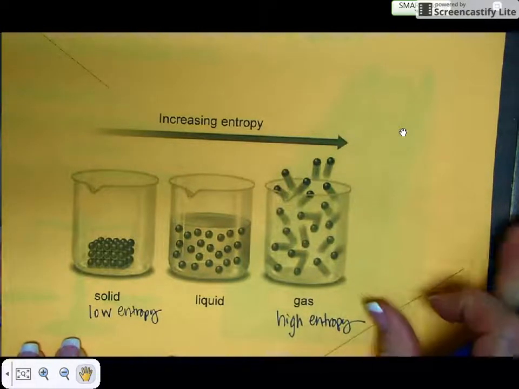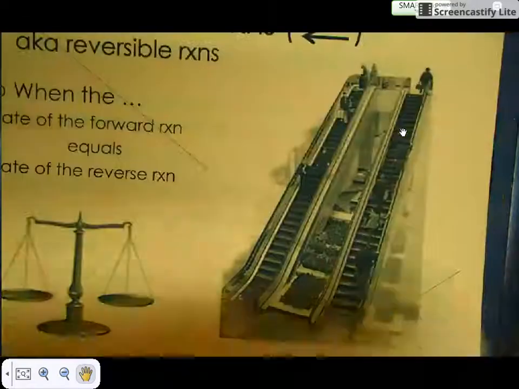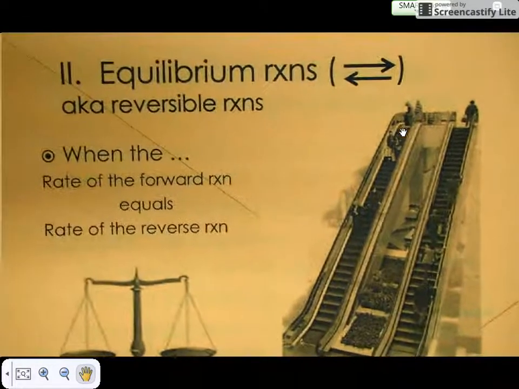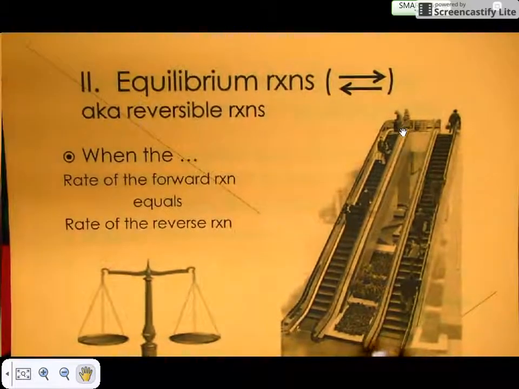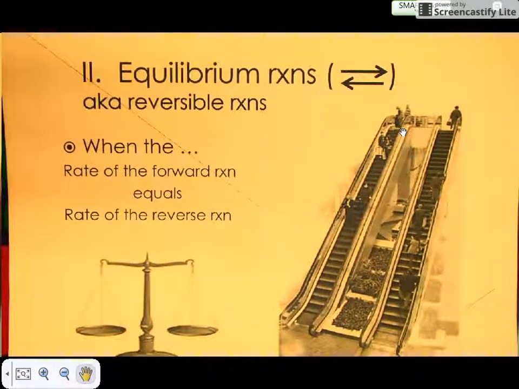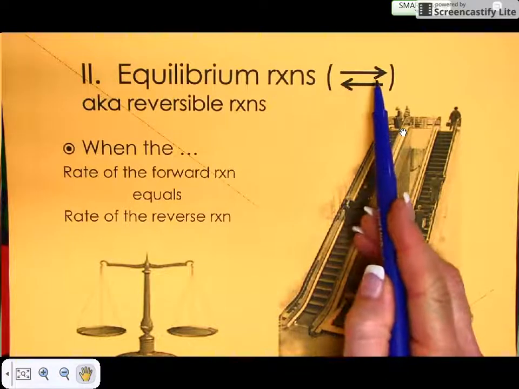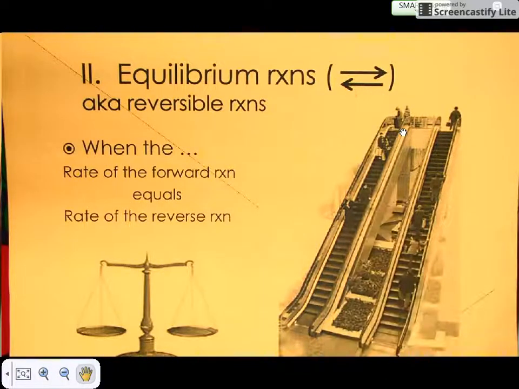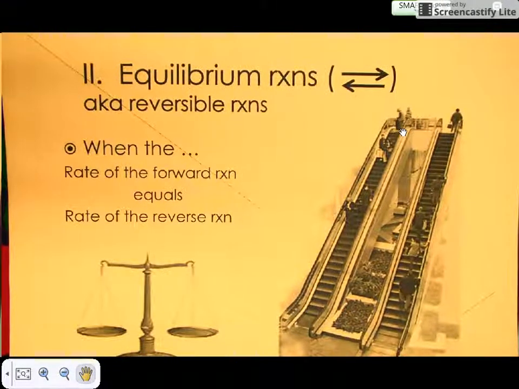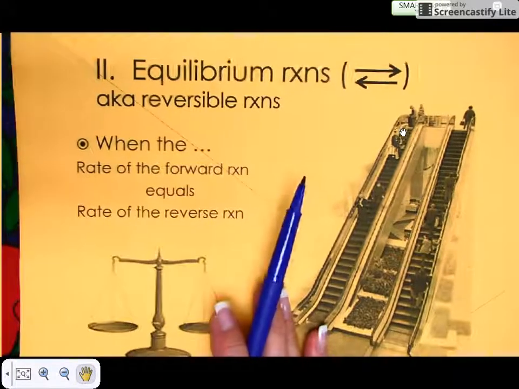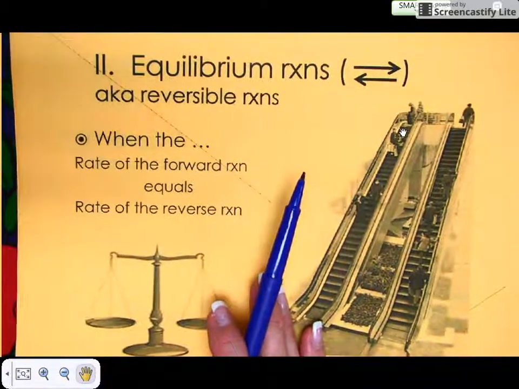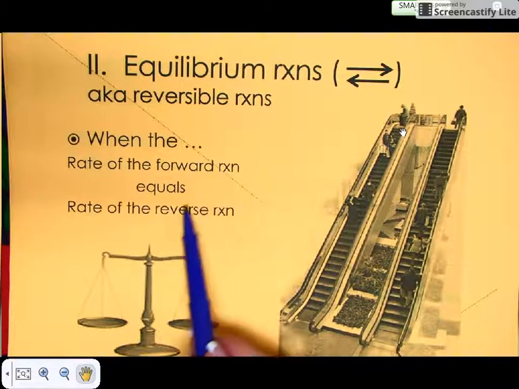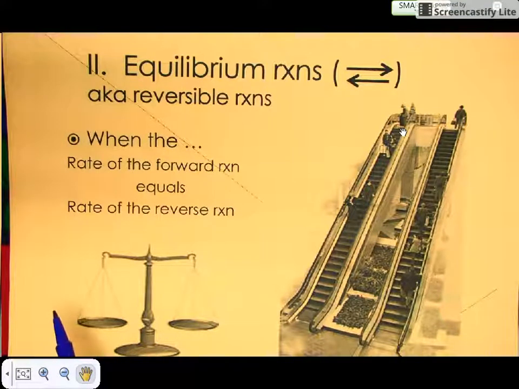All right. So I want to introduce you to chemical equilibrium today. Equilibrium reactions are reversible reactions. That's what they're also known as. And we represent an equilibrium state with the arrows pointing in opposite directions in the place you would normally see your yield sign. The definition of an equilibrium reaction is when the rate of the forward reaction is equal to the rate of the reverse reaction.